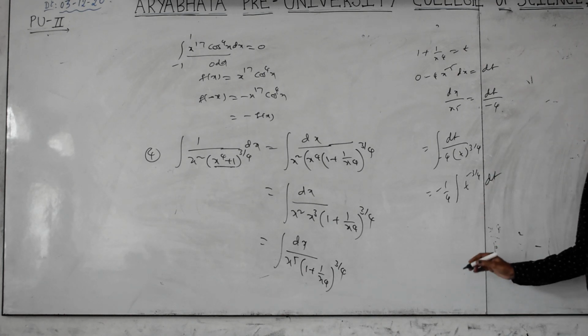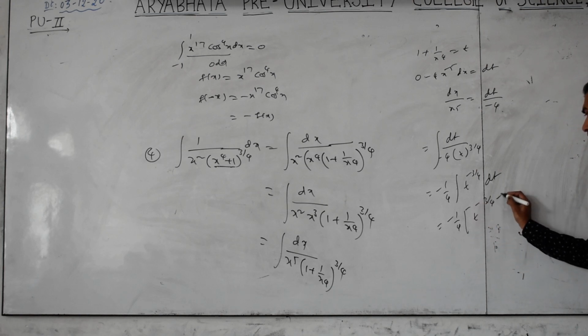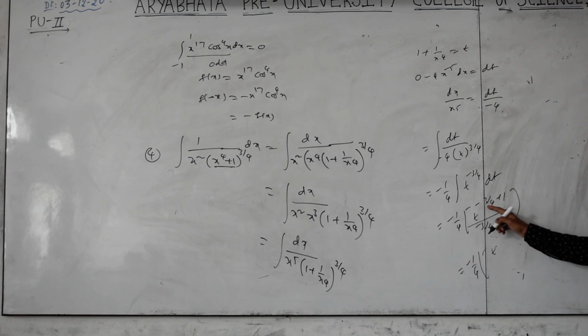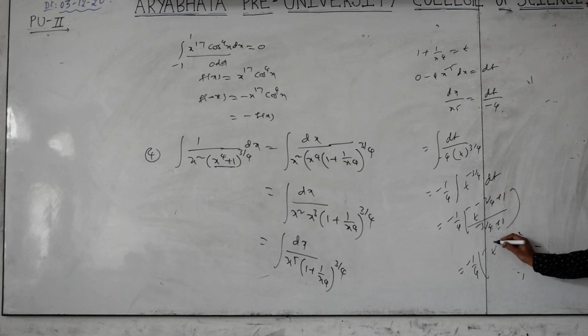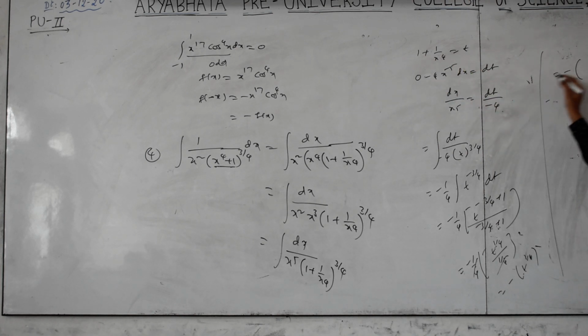X raised to n form: integration is t power (minus 3 by 4 plus 1) by (minus 3 by 4 plus 1). So minus 1 by 4, t power 1 by 4 by 1 by 4. This gets cancelled. So the answer is minus t power 1 by 4, where t is 1 plus 1 by x power 4, whole power 1 by 4. This is the answer.